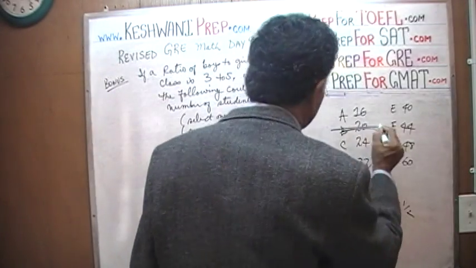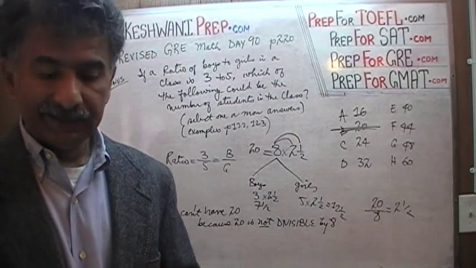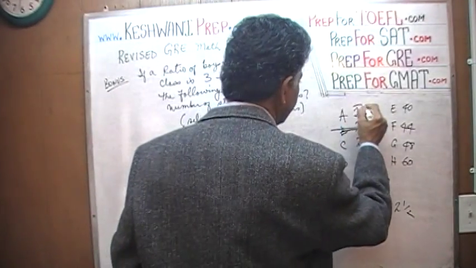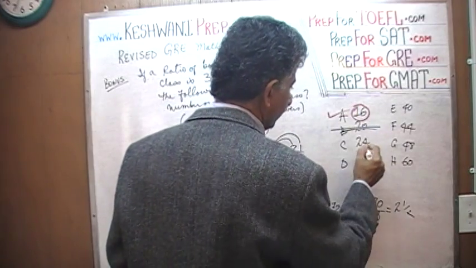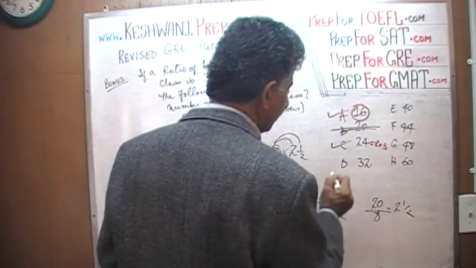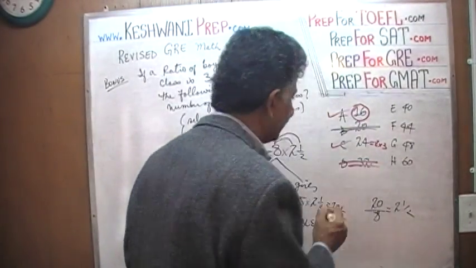The correct answer, whatever it is, has to be a multiple of 8. Anything that is not a multiple of 8 would not work. 16 is a multiple of 8. That would work. 24 is a multiple of 8, 24 is 8 times 3. That would work. 32 is a multiple of 8. 32 would work too.